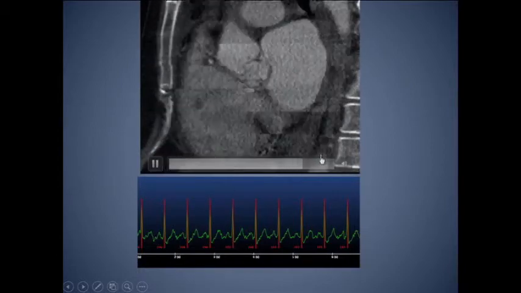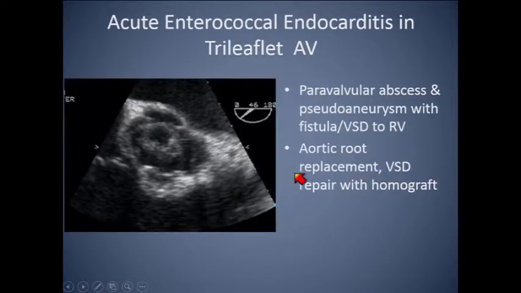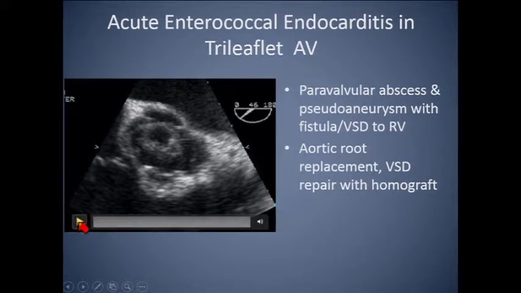All right, I know you have to take that with a grain of salt, but we did think that. She finally got her TEE done.